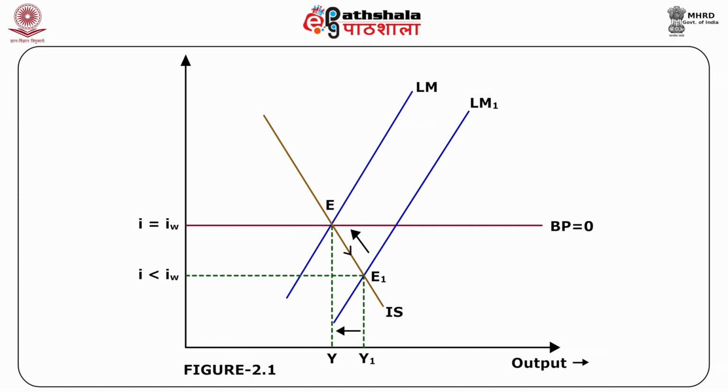This deficit puts pressure on the exchange rate to depreciate, but since the economy is under a fixed exchange rate, the central bank will intervene and will sell foreign exchange and buy rupee. This will lead to a reduction in domestic money supply and will shift the LM curve towards the left. This process will continue till the original equilibrium E is reached. We will learn more about the role of foreign exchange reserves and their impact on the money supply in one of the later modules.